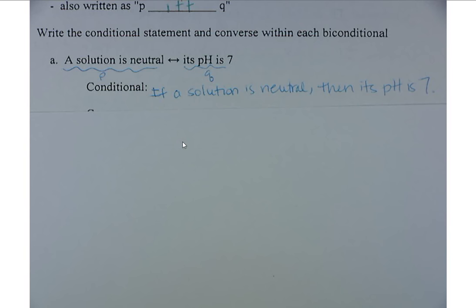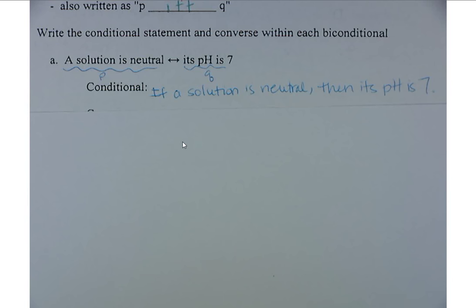And why don't you see if you can write the converse? Okay, so the converse is just going to switch your hypothesis and your conclusion. Tony, what are you thinking for that one, for the converse? If its pH is 7, then the solution is neutral. Yep. Okay, so if its pH is 7, then the solution is neutral.